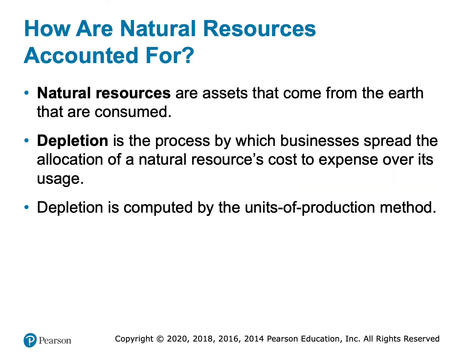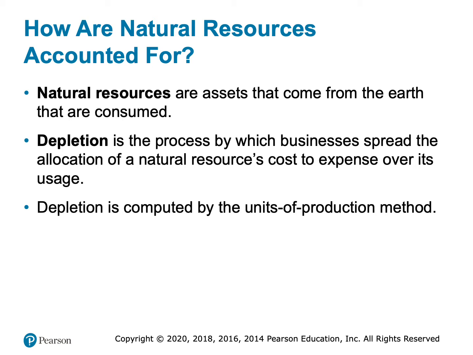So natural resources are assets that come from the earth that are consumed. This would be things like diamonds or gold or even lumber and oil and natural gas, anything like that. Now, if we happen to own, let's say, a diamond mine or land that oil is found under or land where there's natural gas, then we would get to record those natural resources as an asset on our balance sheet. We would record them at whatever we paid for them. We would not depreciate those assets, but we do use a process called depletion.